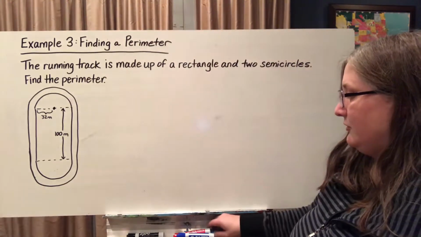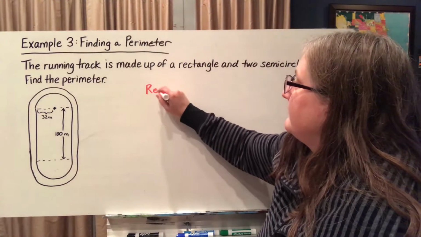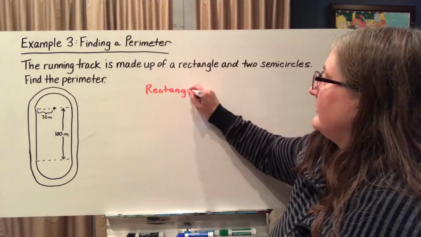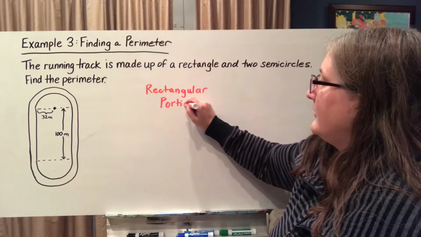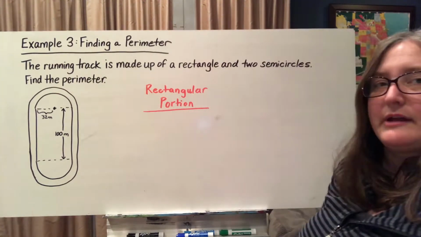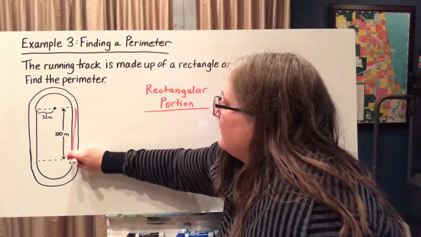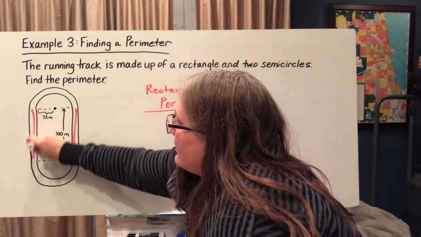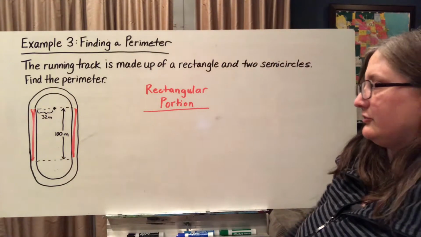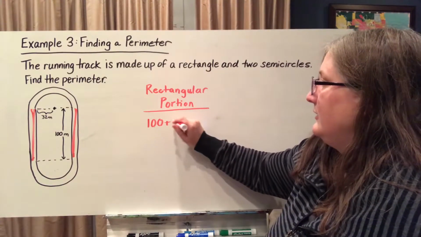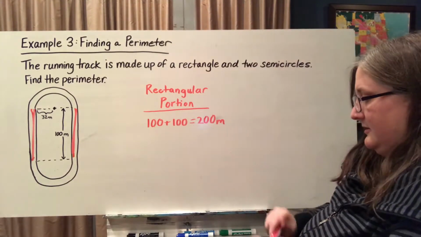So the first thing I'm going to do is find the perimeter of just the rectangular portion. And it's not all the sides of the rectangle, it's just the outside edges. So I've got this piece here, and I've got this piece here that are outside edges of my rectangle. And those are both 100 meters. So the rectangular portion is a total of 200 meters.